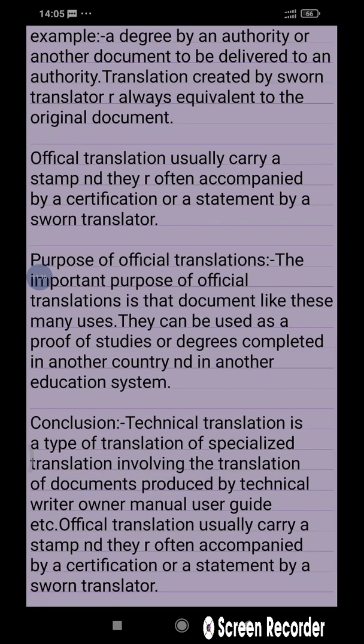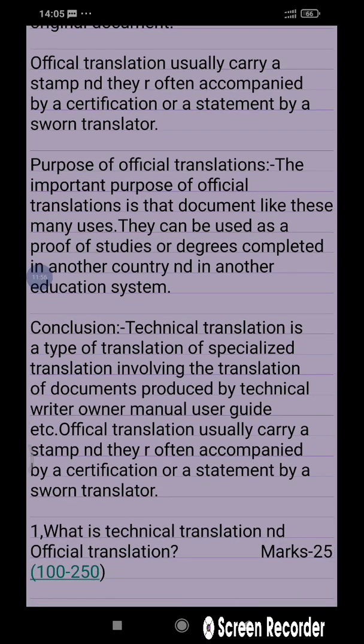Purpose of official translation. The important purpose of official translation is that documents like these have many uses. They can be used as proof of studies or degrees completed in another country and in another education system.